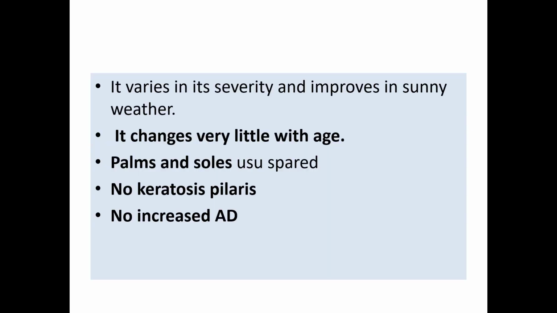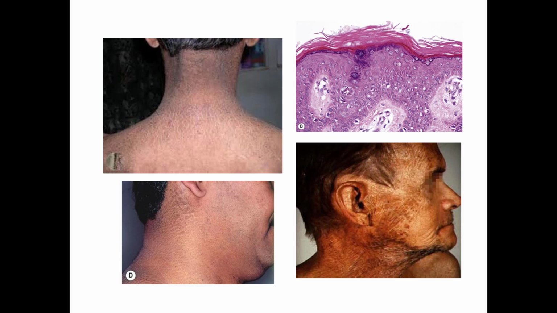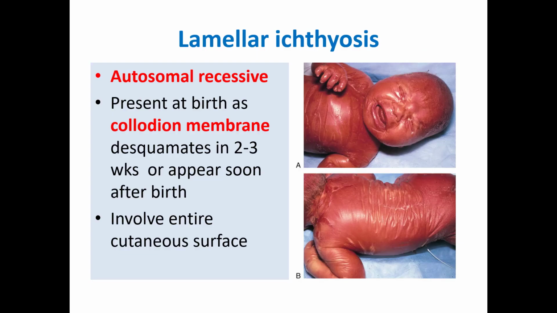Now, again, symptoms improve in summer, worsen in winter, but there is no improvement with age, unlike ichthyosis vulgaris, and we do not have associated atopic dermatitis manifestations. These are the scales involving the neck and the lateral face, as you can see, and again, the biopsy will definitely show hyperkeratosis.